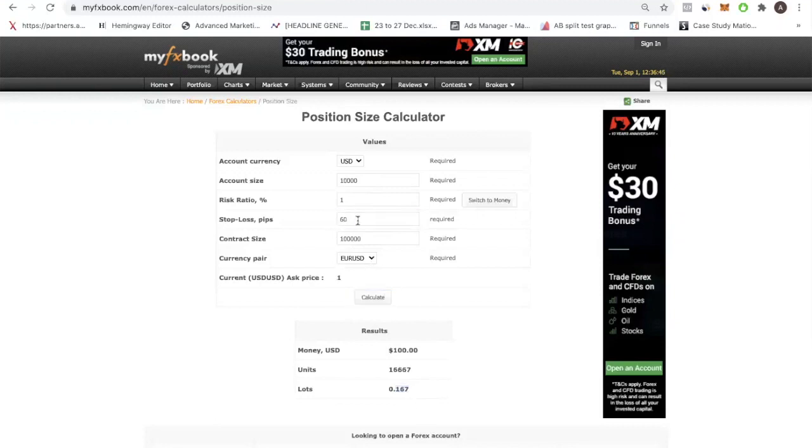Okay, so what happens is that if, let's say, your stop loss is wider and your stop loss in this case, let's say, is 60 pips, you can see that your position size is half, meaning that right now, if you have a stop loss of 60 pips, you can only trade 0.167 lots. So what happens is that your risk reward goes down whenever you have a bigger stop loss. And that is why personally I love having a tight stop loss.